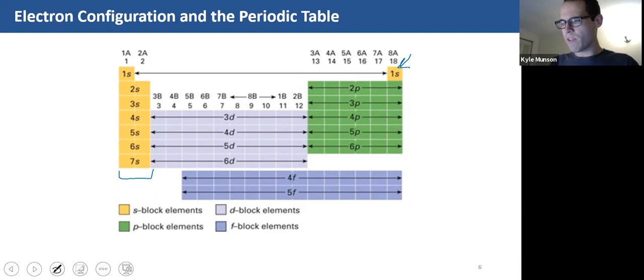We'll skip those in the middle for now. All of these are P block elements, so the 2p, 3p, 4p sub-energy levels are found over there. And these in the middle are the D block elements. We're going to pretty much ignore the F block elements, but the D block elements are found in the middle.